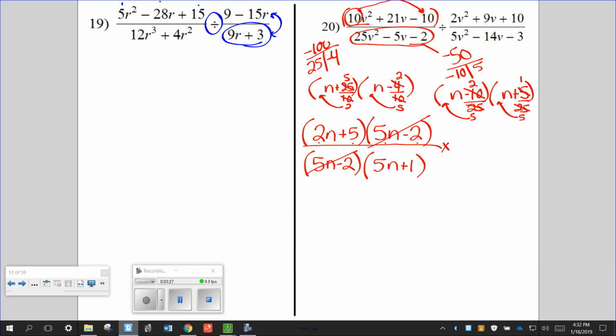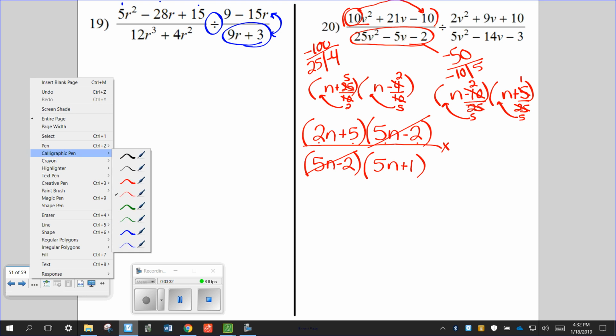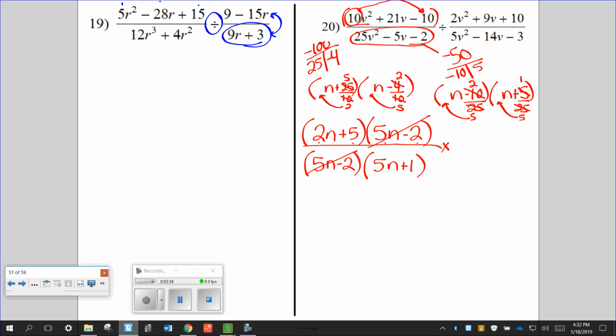And we'll factor these in green just to try to keep them separate. So let's look up here. 2v squared plus 9v plus 10. No common factors, so we multiply 2 times 10 and we get 20. And we need factors of 20 that add up to 9, 5 and 4. So that leaves us with n plus 5 and n plus 4.